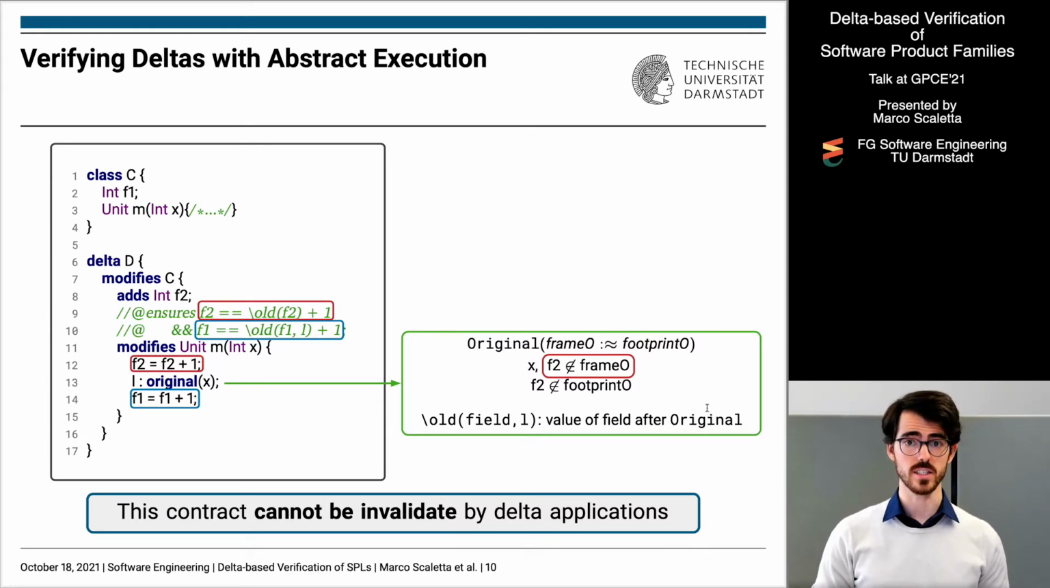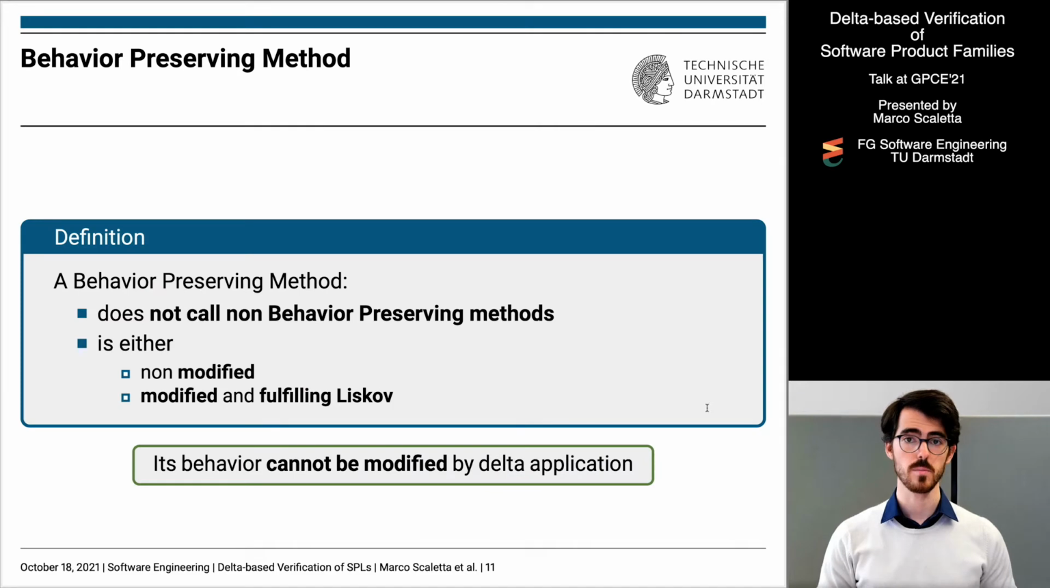And the idea is that this contract cannot be invalidated by delta applications. In order to have a more general schemata, we have to introduce the so-called behavior preserving methods. A behavior preserving method is a method whose behavior cannot be modified or affected by delta application. For example, if it's a modified method, then it has to fulfill Liskov, or if it's not modified, then of course it cannot be changed by deltas.